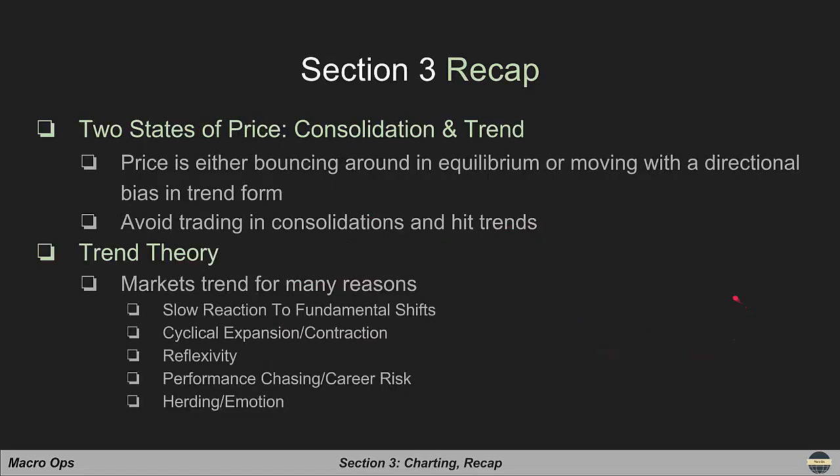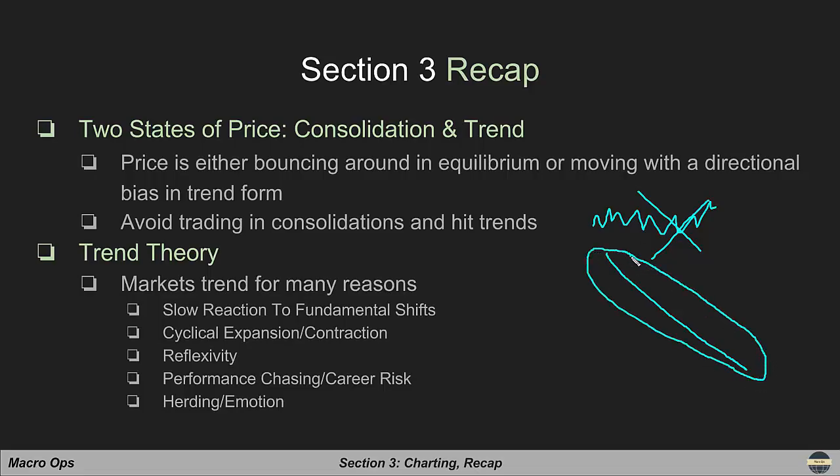Then we talked about the two states of price. So we started to develop a mental model for how price moves. And there are two states. We're either bouncing around in equilibrium with no directional bias, or we're moving in a trend. We want to avoid the consolidations as directional traders and try to focus on points in time where there's a clear directional bias in the market.